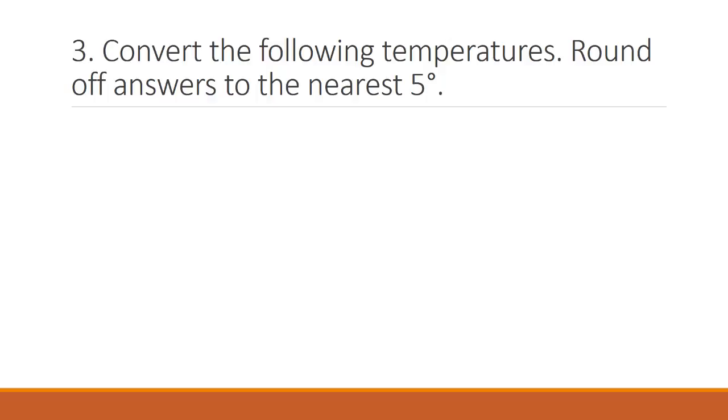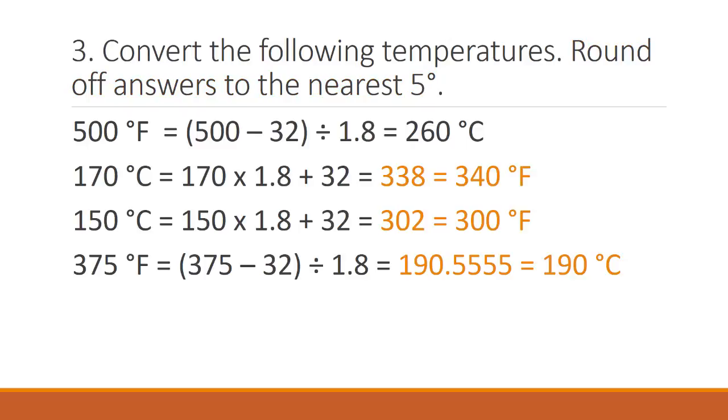Again, we read the instructions because they are rather important. Here they want us to convert the following temperatures, and they want us to round off the answers to the nearest 5 degrees. So here are the 4 temperatures that are in our book, and it is quite simple. You follow the formula. On the first one, we're converting 500 degrees Fahrenheit into its Celsius equivalent.